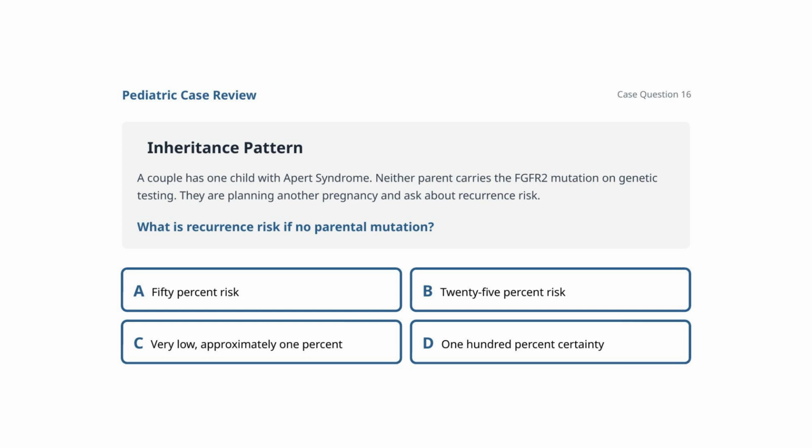A couple has one child with Apert syndrome. Neither parent carries the FGFR2 mutation on genetic testing. They are planning another pregnancy and ask about recurrence risk. What is the recurrence risk for future children if no parental mutation is found?